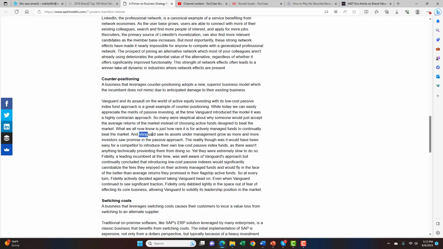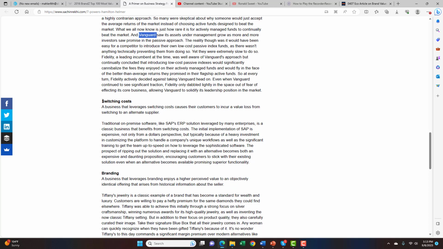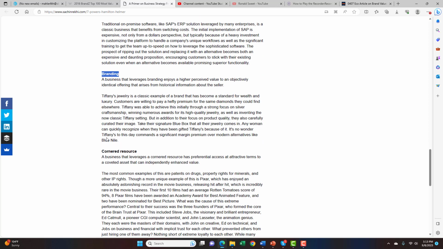So he gives an example of Vanguard on the investment side, but there are some examples in the book that are very interesting. Switching costs, that's part of the buyer power of Porter's, but a very important one where it's extremely expensive for a user to switch to another provider because of the training. Branding is another one of those entry barriers or even rivalry within the industry. We talked about branding. I'm going to talk more about branding in this video.